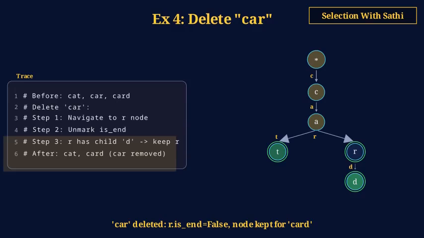If we search for car now, we reach R but R dot is end is false. Search correctly returns false. But card still works because our root to C to A to R to D path is intact with D dot is end true.